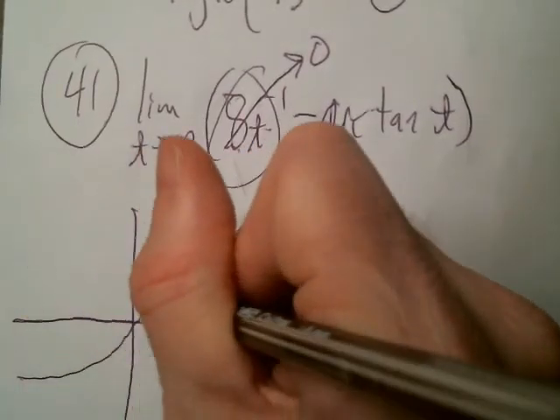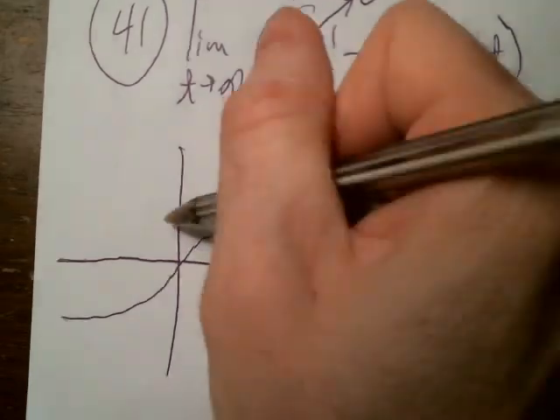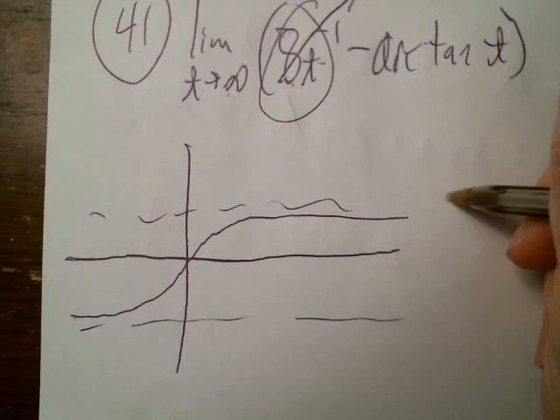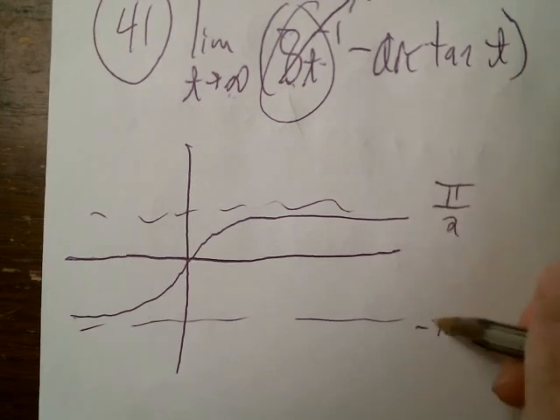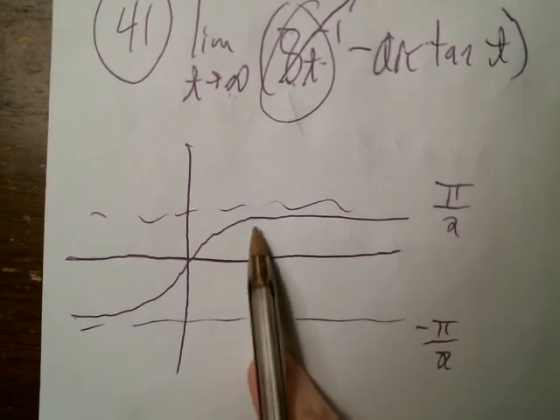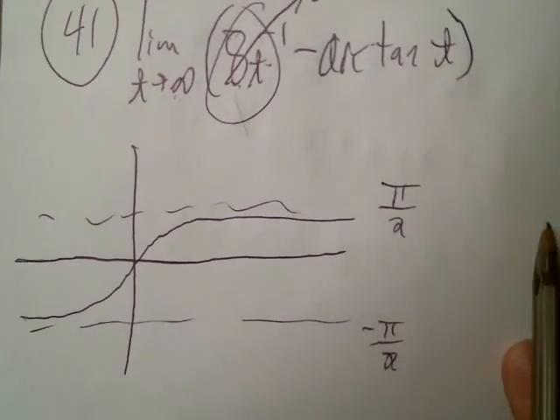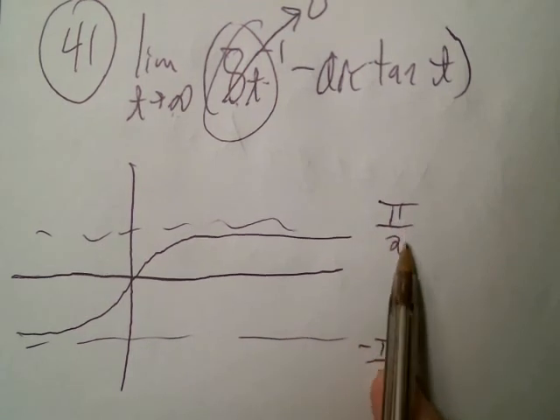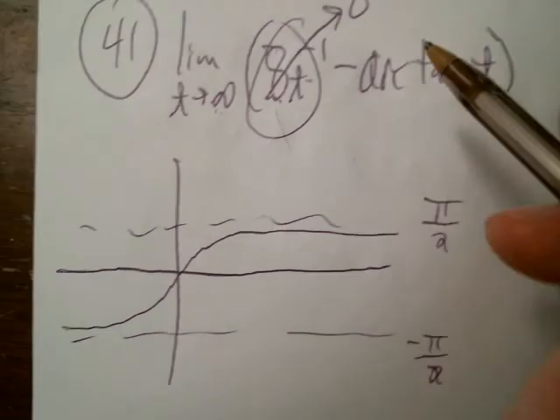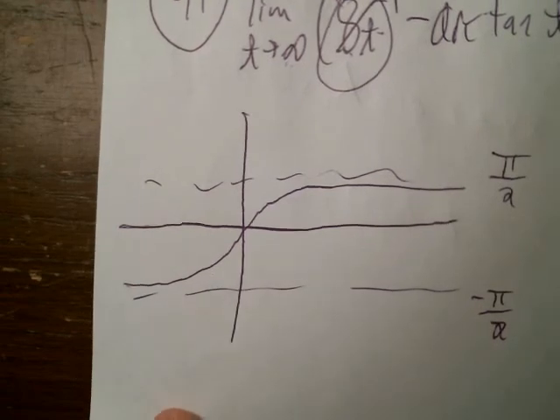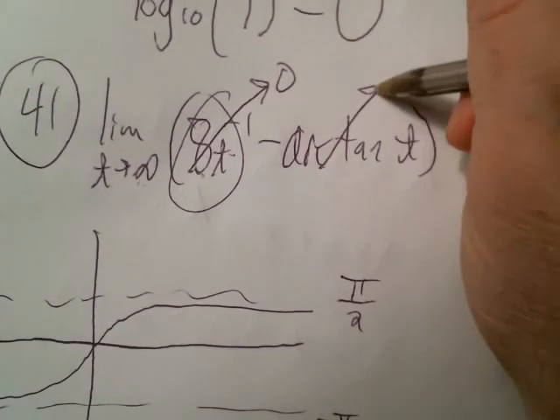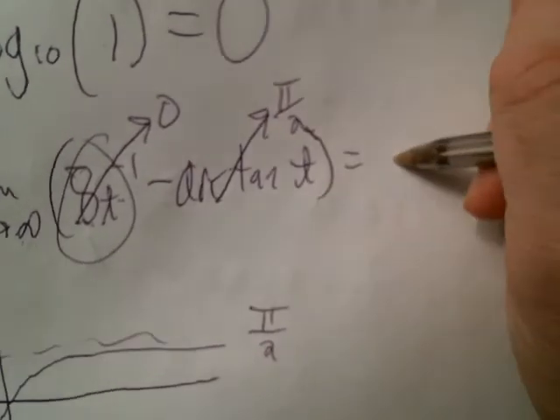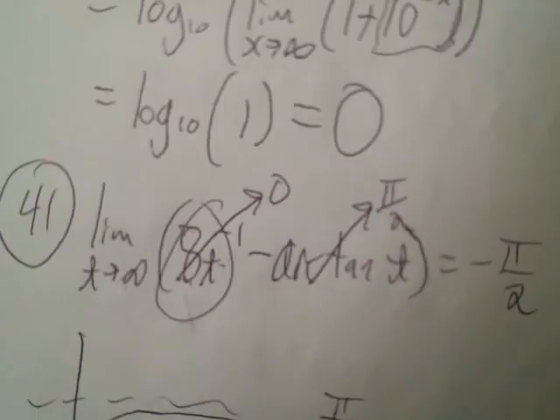Well, arctan is just tan flipped on its side, right? And there's horizontal asymptotes at pi over 2 and negative pi over 2. So as t goes to infinity, arctan is getting really, really close to this asymptote pi over 2. If I was going the other direction, it would go to negative pi over 2. So this thing is going to pi over 2, and there's a negative in front of it, so it should equal negative pi over 2. Okay. Oh, that's it? Okay.